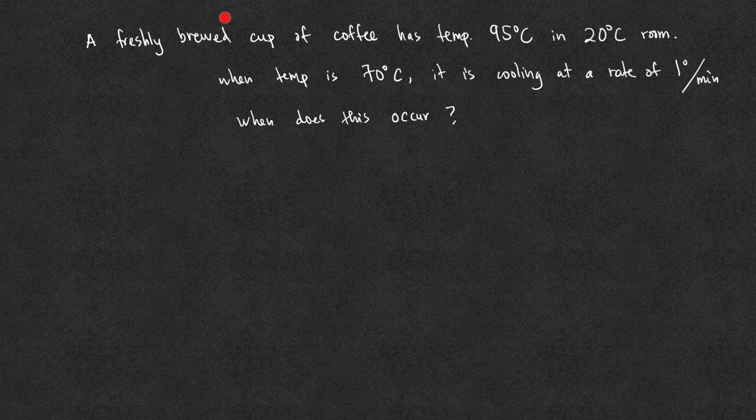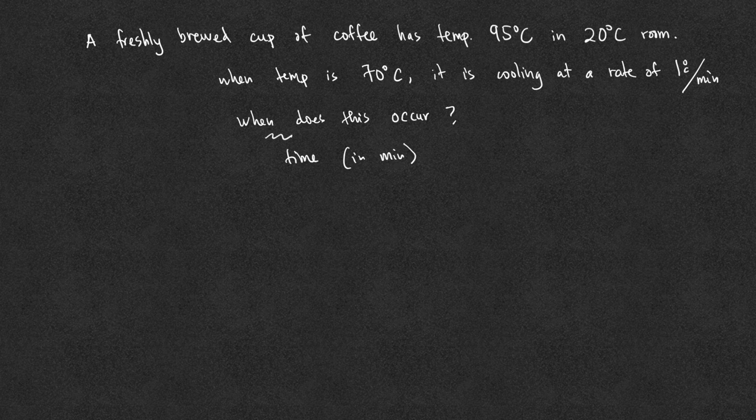A freshly brewed cup of coffee has temperature 95 degrees and is placed in a room of 20 degrees Celsius. When its temperature reaches 70 degrees Celsius, it is cooling at a rate of 1 degree Celsius per minute. When does this occur? And so the question is asking for the time, and in this case, the unit of time is minutes.